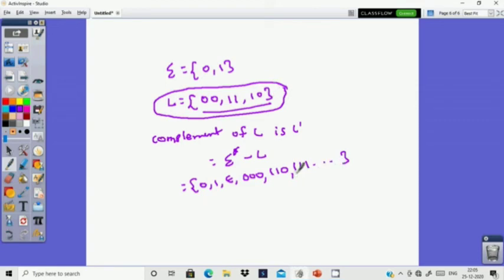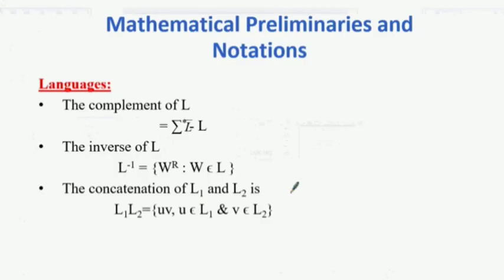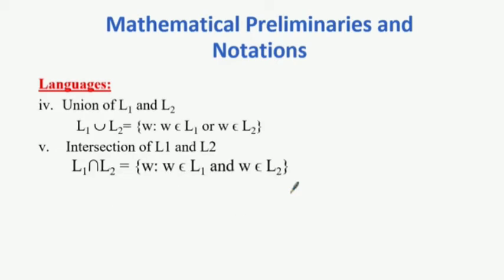But whenever you generate a string, all the strings have to strictly adhere to the symbols of the alphabet. I have only 2 symbols here. Only these 2 symbols you have to use to generate a string. And for concatenation, you know that when I merge 2 languages L1 and L2, we can say that u belongs to L1 and v belongs to L2. So these are the traditional mathematical terms.